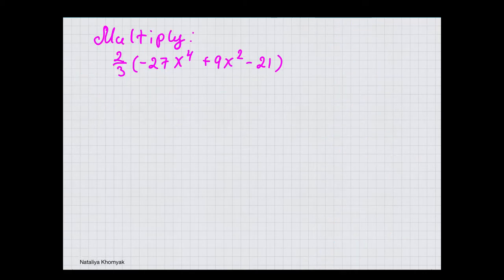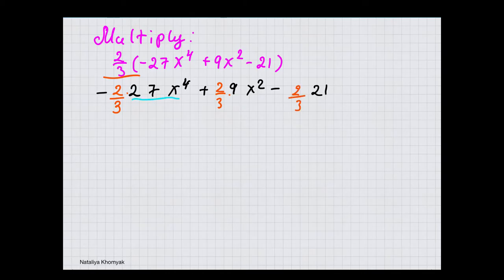In this example, we have to multiply 2 over 3 by negative 27x to the fourth plus 9x to the second minus 21. So first thing, copy the inside of the parentheses. We have negative 27x to the fourth plus 9x to the second minus 21. Then we distribute 2 over 3 times 2 over 3 here, here, and here.